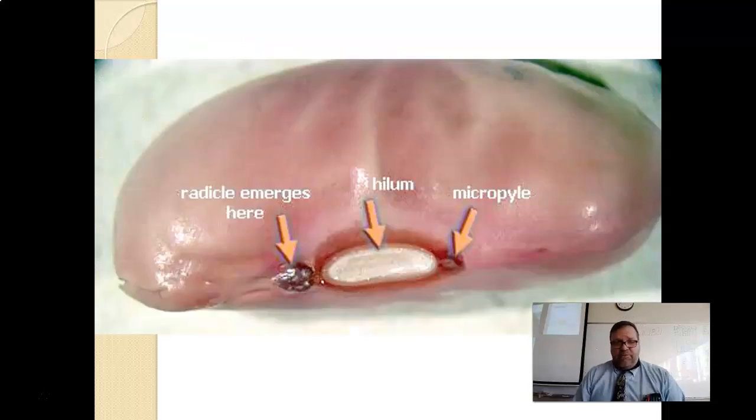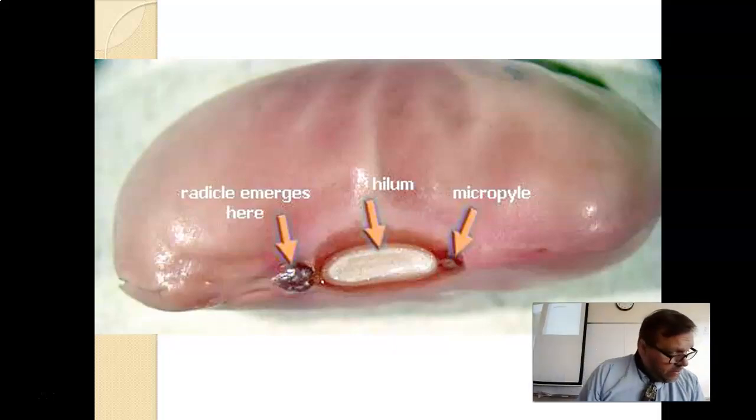So here's an example of a picture of a bean seed. The hilum is right there. That's where it was attached. This is actually a really good picture, much better than what you're going to get with the actual live ones. The micropyle is right there. And then the radicle. The radicle is, of course, the part that pops up.